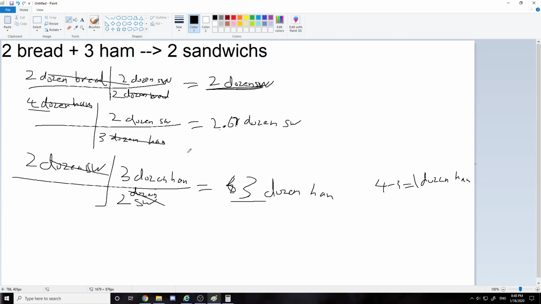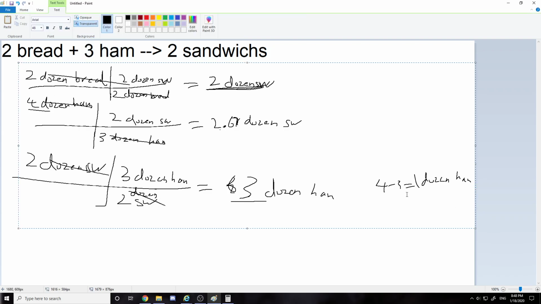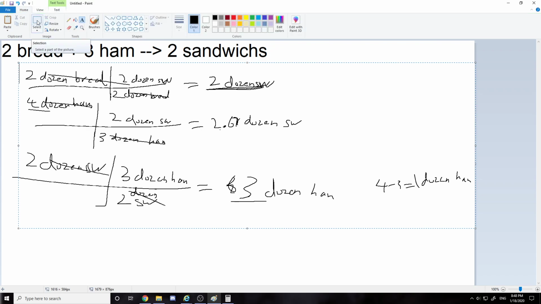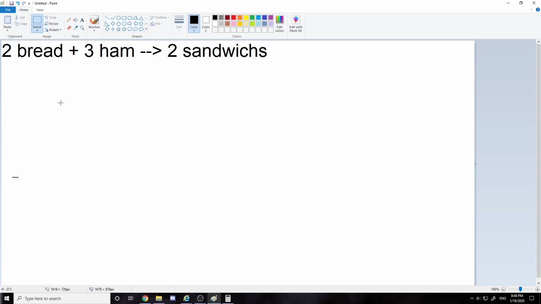Let's take one more step forward. Right? Instead of working in dozens, let's say we're going to be upscaling it. We're going to be working in mass, right? Instead of just counting each individual supply that you have, you put it on a balance, you have this many grams of that substance, or that ingredient, right? So let's say you walk into work one day, and the delivery guy says, hey, you have 500 grams of bread, right? And 600 grams of ham.